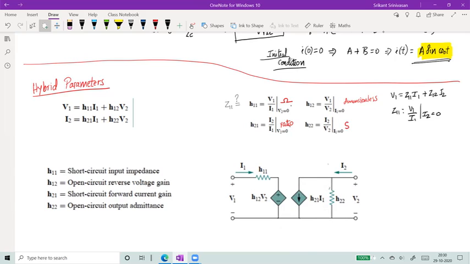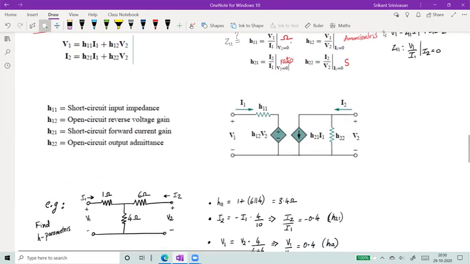What is H22? The symbol here is a resistor, but remember that H22 is a conductance. So it's actually an inverse of a resistance. So H22 times V2 is equal to a current. So I2 is the sum of these two things in parallel, whereas the voltage is the sum of two drops in series. This is the H parameter circuit.